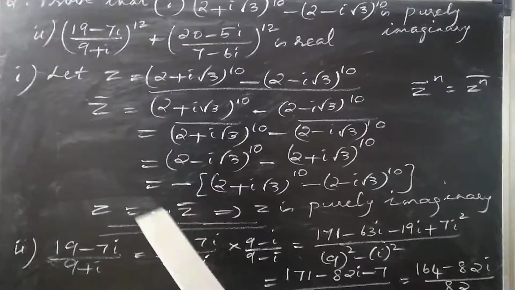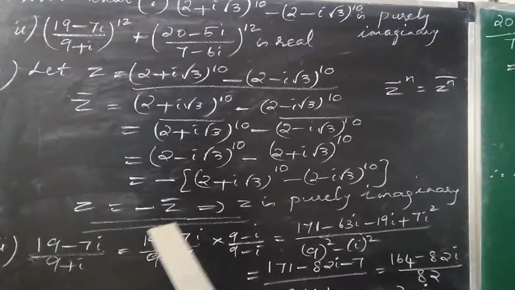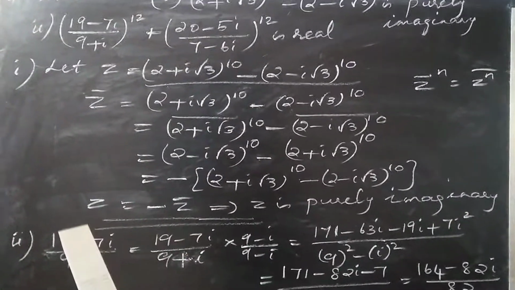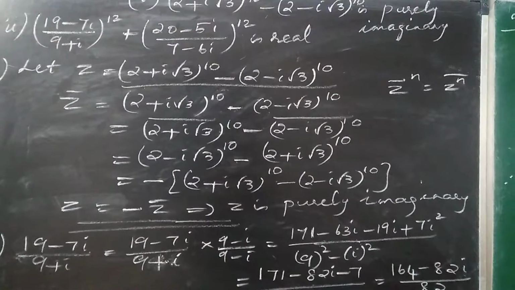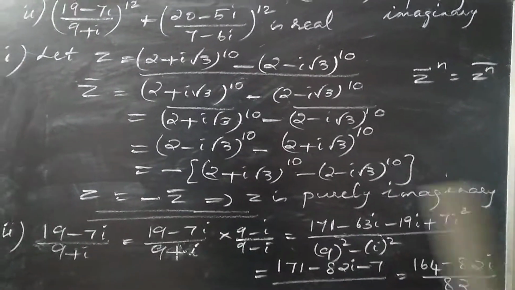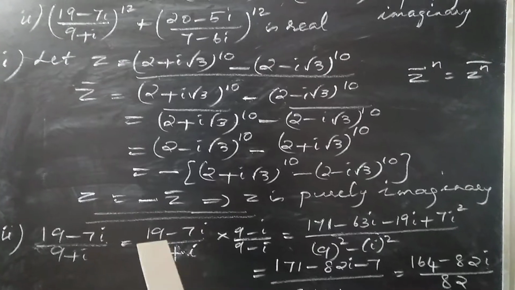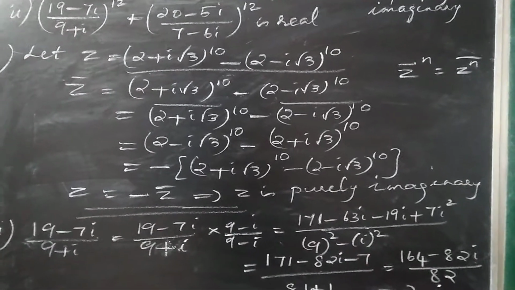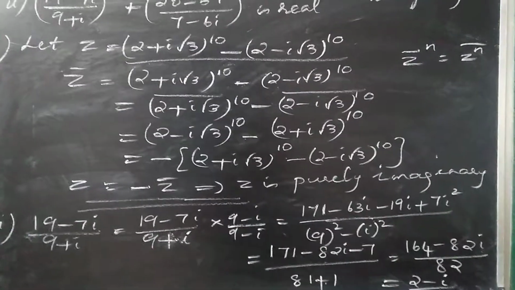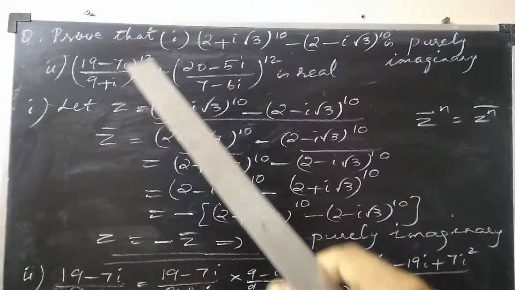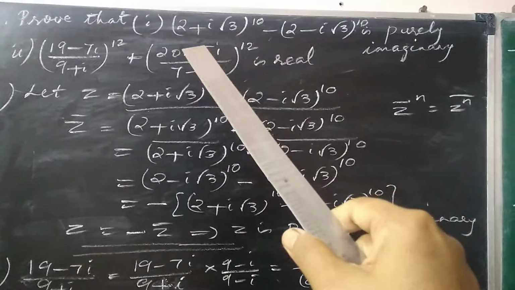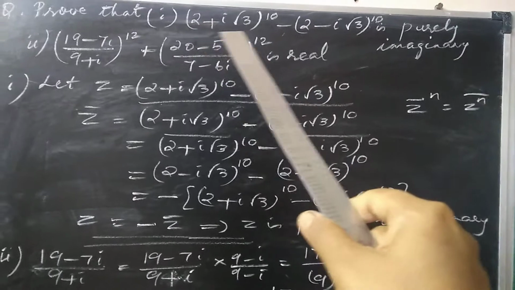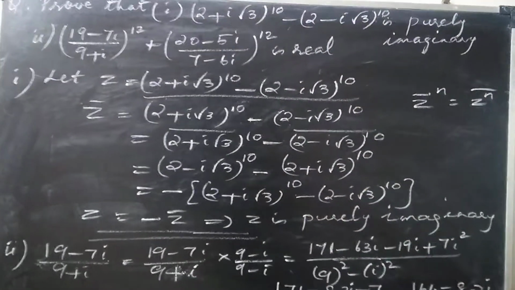So what exactly are we going to prove? There is a property saying if z is equal to z bar, the number will be purely real, and if z is equal to minus z bar, the number will be purely imaginary. So on these lines only we are going to do the proof. First part, actually it's very clear: you have a complex number and here you have its conjugate.